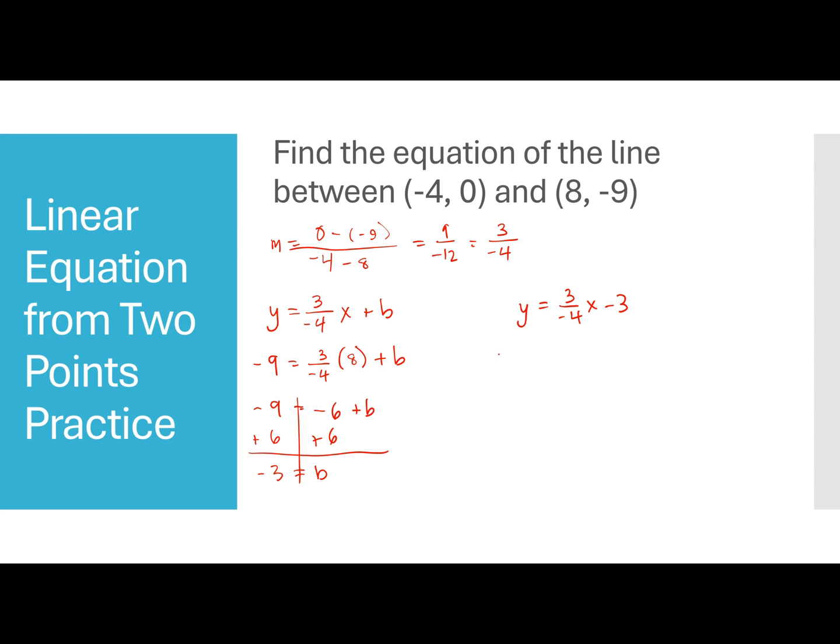Your equation could have been y plus 9 equals 3 times -4 times x minus 8. Note that this was y minus -9, and I changed it to plus without really explaining. Or you could have used the other point, y minus 0 is just going to be y times my slope, x minus -4 turns into plus 4. So all of those are interchangeable. These are all great options for this problem.